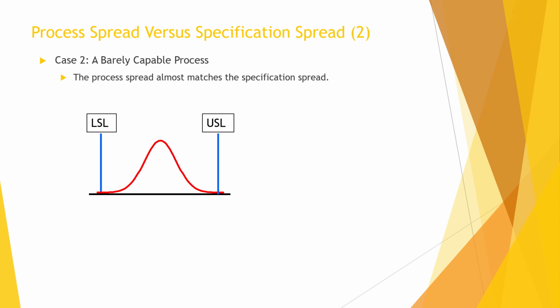This suggests that if the process mean moves to the right or to the left, just a little bit, a significant amount of output will exceed one of the specification limits. The process must be watched closely to detect shifts from the mean. Control charts are excellent tools to do this. So, yep, this is a barely capable process. The process spread almost matches the specification spread.